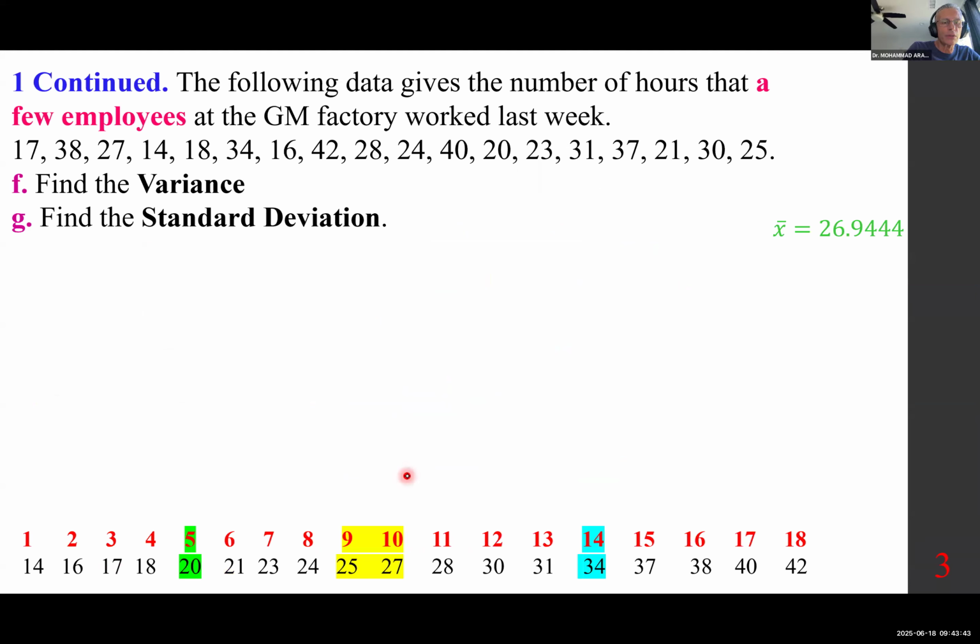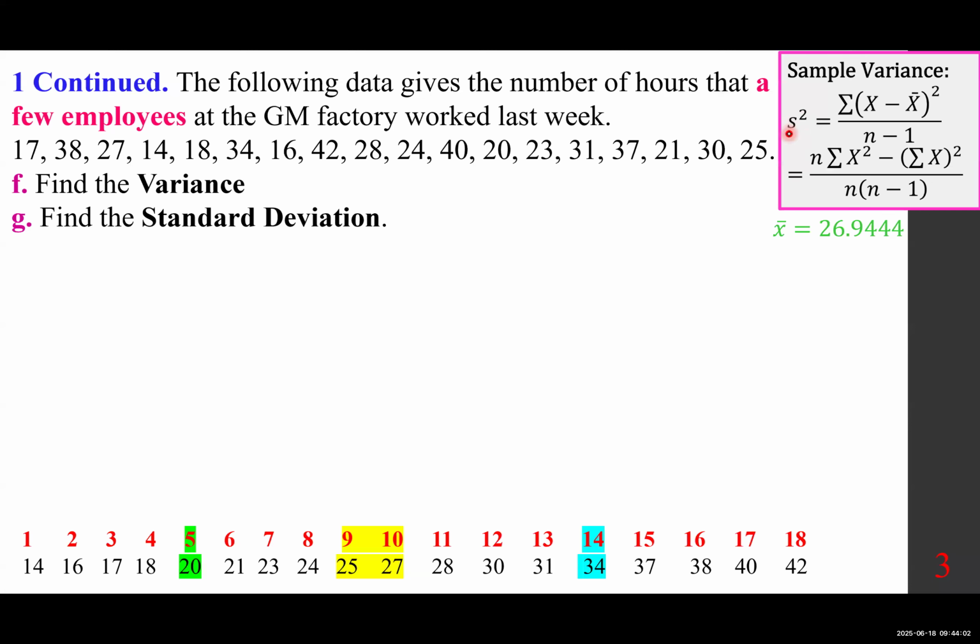All right, so we are continuing with this question, and we want to find more things. We want to find the variance. We want to find the standard deviation. So what is the definition? What is the formula? Sample variance, S squared, is summation of X minus X bar quantity squared over N minus 1, or N summation of X squared minus summation of X quantity squared over N times N minus 1.